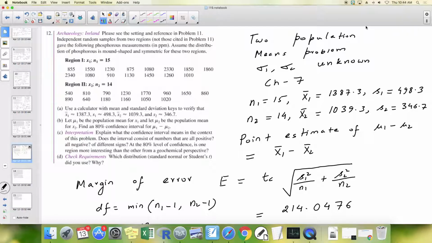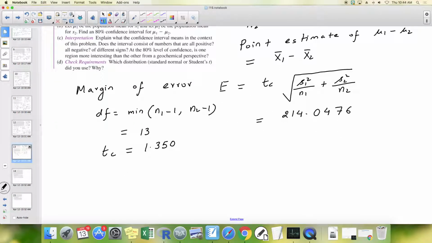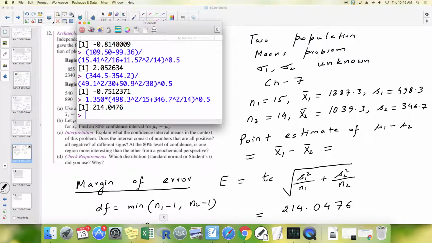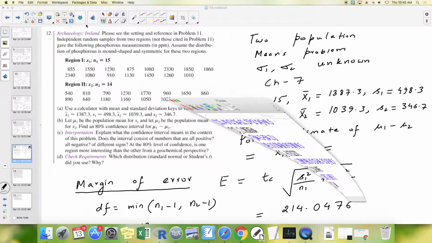Alright. So once you have found the margin of error, E, next job is to find, oh, I missed one thing. So point estimate is x1 bar minus x2 bar, which equals 1387.3 minus 1039.3, which is 348.